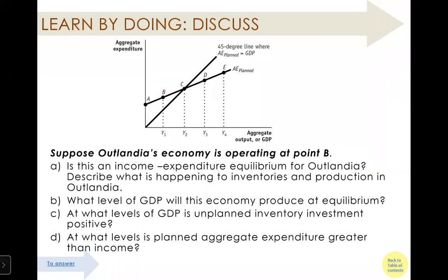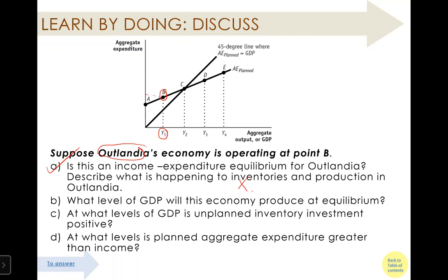Okay, so now we can look at this practice question to understand what's going on. This is a fictional economy, Outlandia. The economy is currently at point B. Go one by one. Is this an income expenditure equilibrium? Certainly no. They produce Y1, but the demand is above Y1. How do we know that? Because this expenditure is above the 45 degree line.